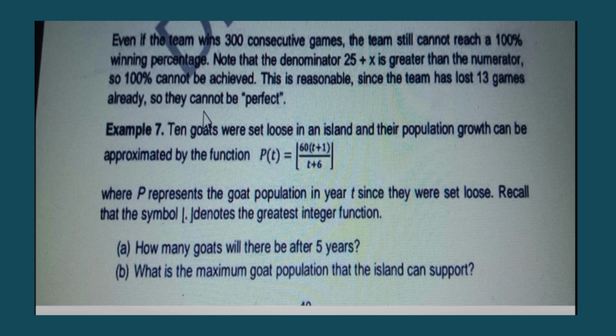Example 7. 10 goats were set loose on an island and their population growth can be approximated by the function, where p represents the goat population in year t since they were set loose. Recall that the symbol denotes the greatest integer function. A. How many goats would there be after 5 years? B. What is the maximum goat population that the island can support?